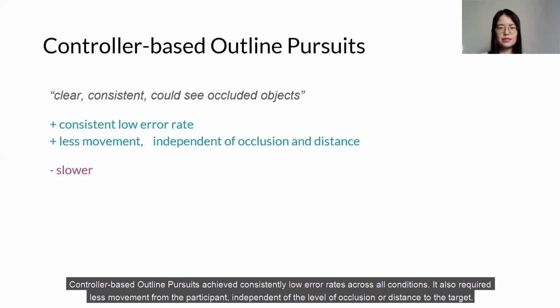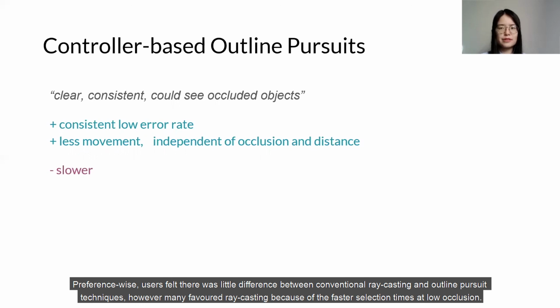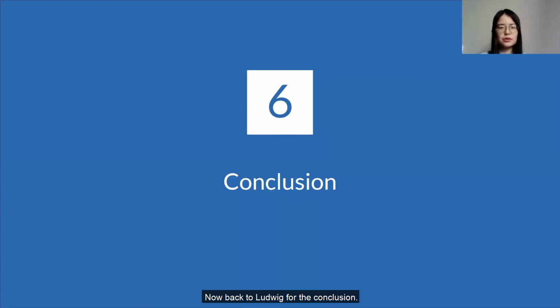Controller-based outline pursuit achieved consistently low error rates across all conditions. It also required less movement from the participant, independent of the level of occlusion or distance to the target. Preference-wise, users felt there was little difference between conventional raycasting and outline pursuit techniques. However, many favored raycasting because of the faster selection time at low occlusion. Now back to Ludwig for the conclusion.